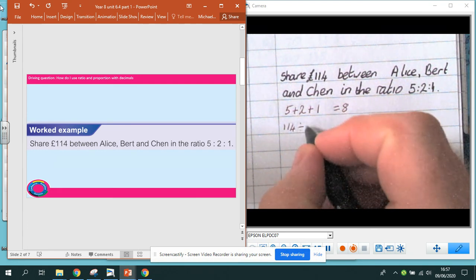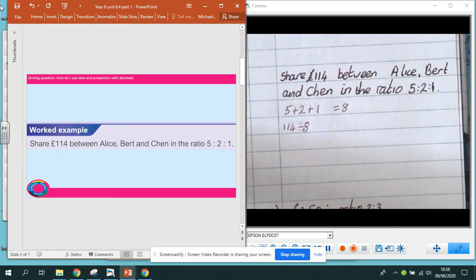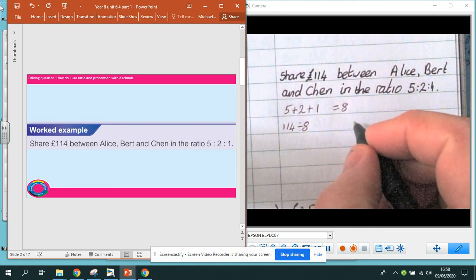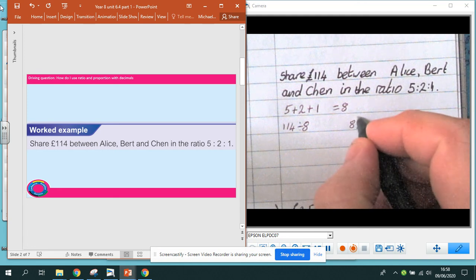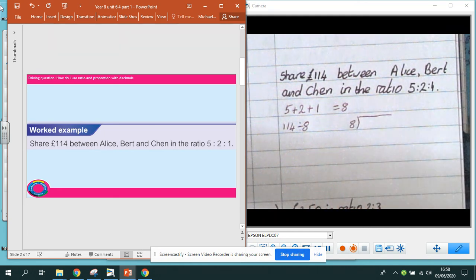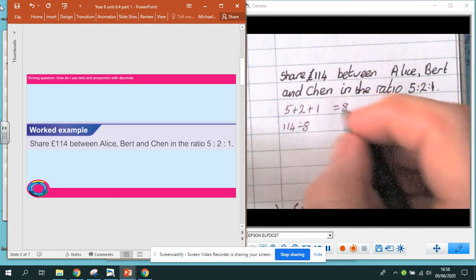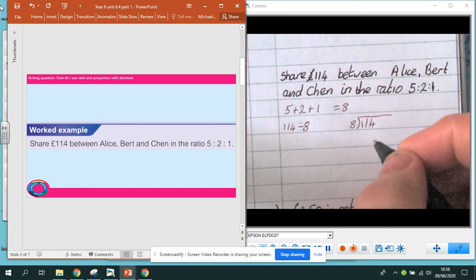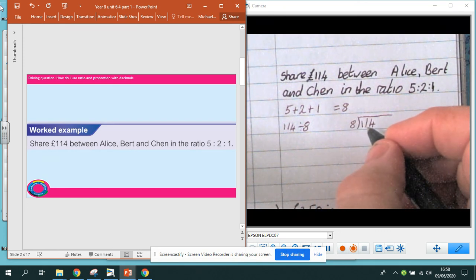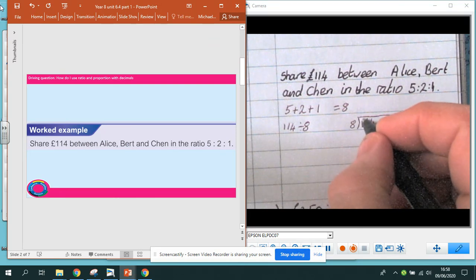The next thing I'm going to do is 114 divided by 8. Now, unfortunately, I don't know my 8 times table all the way up to 114. So I'm going to do this as a division sum. So my obvious thing to do is to break out the bus stop. I'll put 114 in there. How many 8s in 1? There aren't any, so I carry the 1.